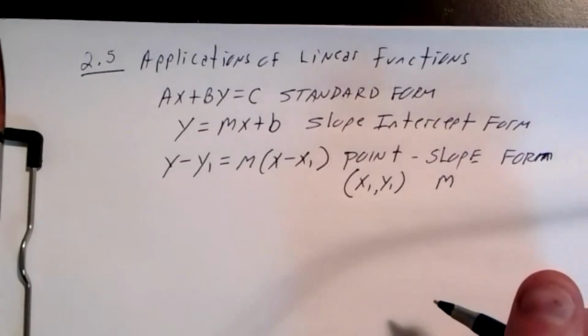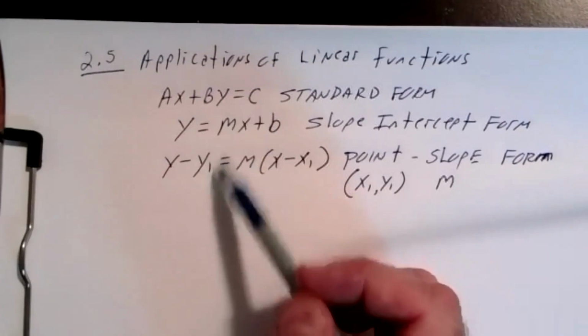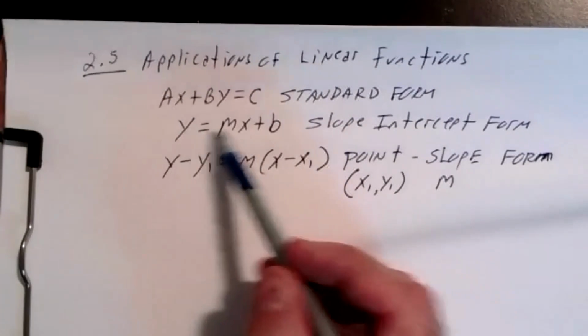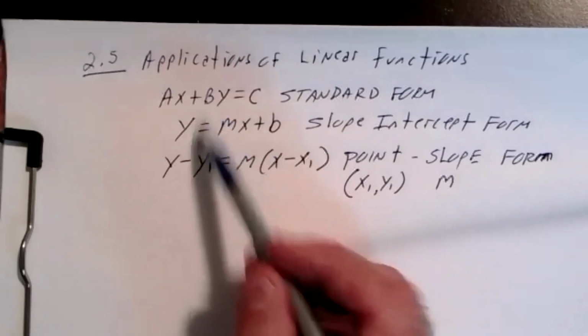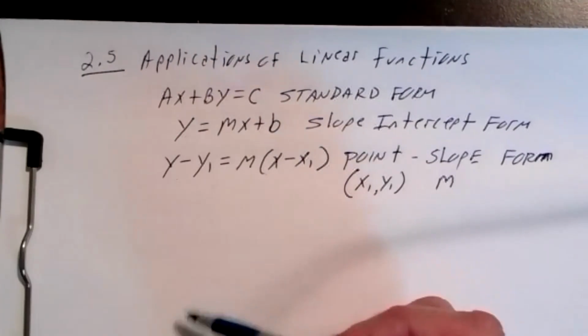Trust you me when I say that you can always navigate back and forth between any one of these forms just by applying algebra to the equation. So you can always go from point-slope form to slope-intercept form and back to standard form, et cetera, et cetera. You can always go from standard form back to slope-intercept form.